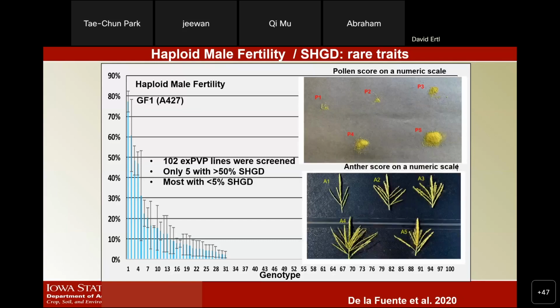For that reason, we applied a simple scoring procedure looking for pollen shed or for fertile anthers to characterize haploid lines that were derived after inducing inbred lines. So we had haploid lines in the field that we could put out in replicated trials. And we confirmed that the majority of genotypes were actually sterile, and only a few of them had a decent haploid male fertility, and in particular A427 turned out to be a very interesting genotype with a haploid male fertility exceeding 50%.